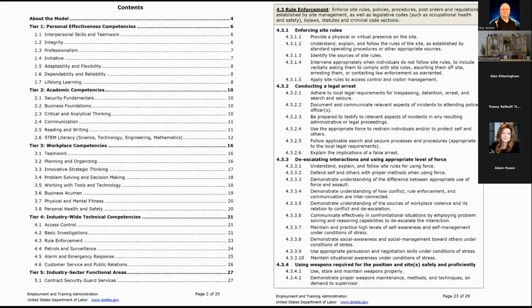So what does that actually mean? Well, it's to provide a physical or virtual presence at the site. It's to be able to understand, explain, and follow the rules of the site as established by the SOPs or other appropriate sources, and to be able to identify the sources of site rules. Generally speaking, there are 3 sources of site rules: company rules, civil code rules, and criminal code rules.